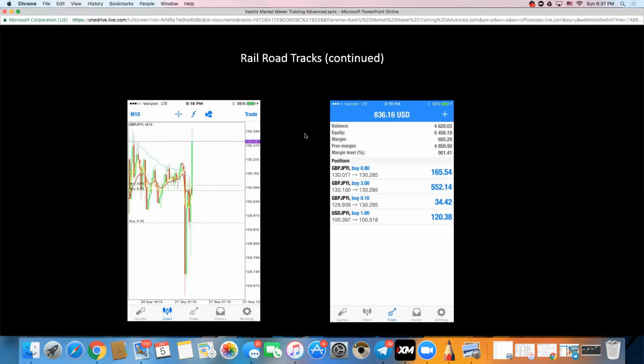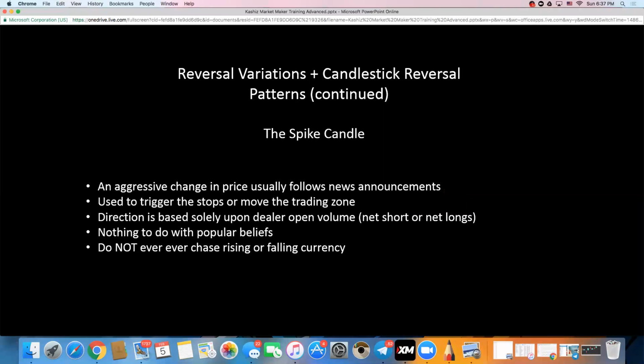Let's keep going. The spike candle. The spike candle is an aggressive change in price. It usually follows news announcements. It's used to trigger the stops or move the trading zone. Direction is based solely upon dealer open volume, net shorts or net longs.